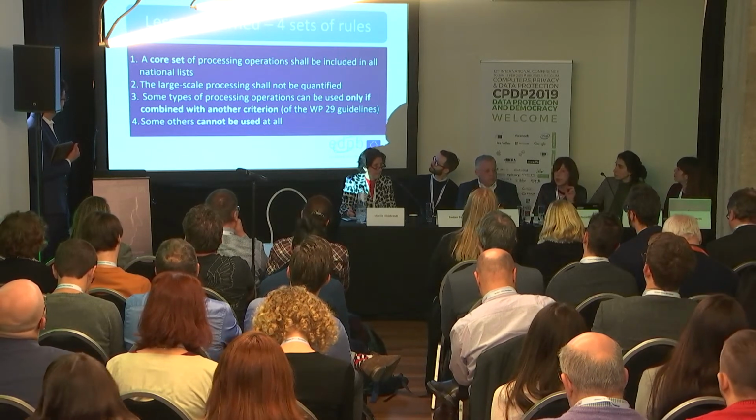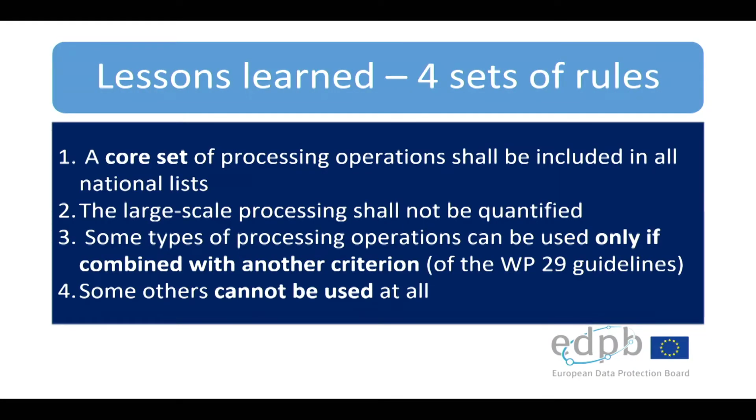Second rule, the large-scale processing activities cannot be quantified. So in lists where DPIAs have said, for instance, when a processing activity covers 4% of my population, no, this is not quantifiable, and this has several reasons that we can maybe discuss later. Third type of rule, some types of processing operations can be used only if combined with another criterion as set out by the Working Party in the guidelines for how to conduct data protection impact assessments. Such criteria that need to be combined are, for instance, processing of location data, use of innovative technologies, processing of data collected from third parties, processing for historical and scientific purposes without consent, processing where data subjects are deprived from their right to information, etc.